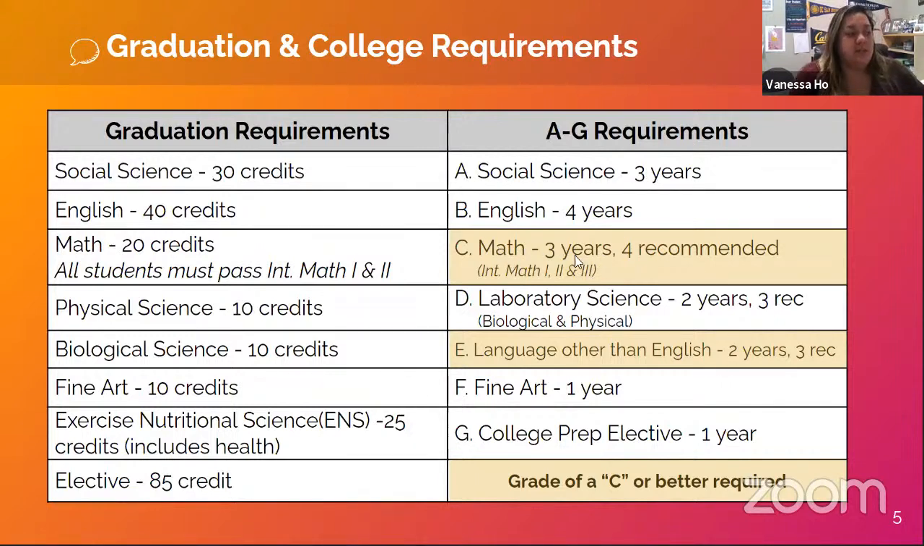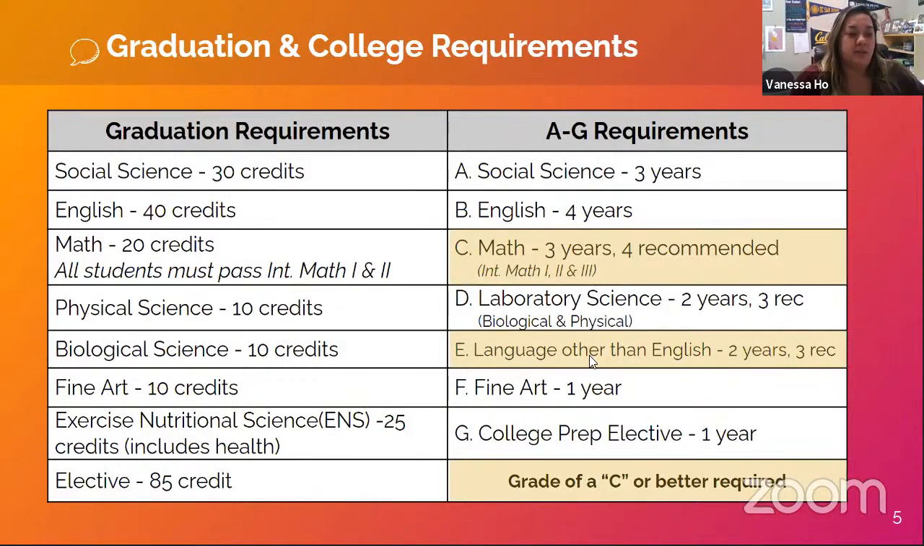So one of the big differences is with math. Math does require you to have 3 years for A through G requirements. And it really means that you have to have at least integrated math 3. And I'll talk about what that could look like for students, what the 3 years or 4 recommended might look like, on one of the next slides. So that's a little bit different from our graduation requirements.